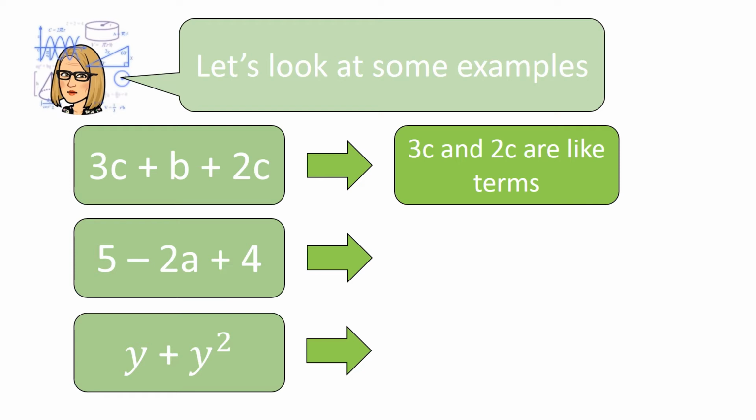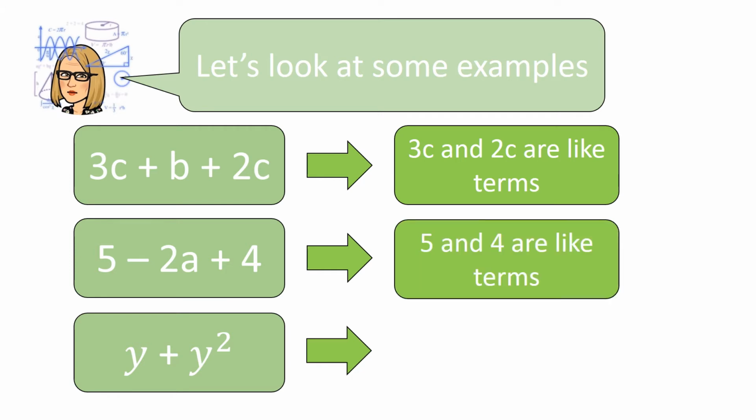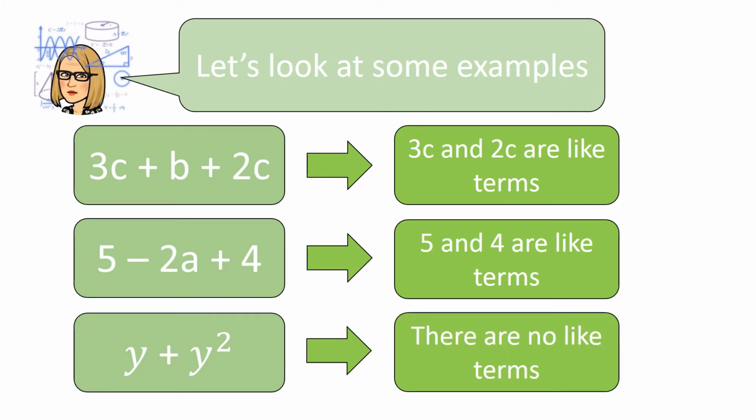In my second example, again, I've got three terms. Two of them are numbers without any letters. So 5 and 4 are like terms. In my last example, I've got y plus y squared. Well, they've both got y in them, but one of them is y squared and the other one isn't. There are no like terms.